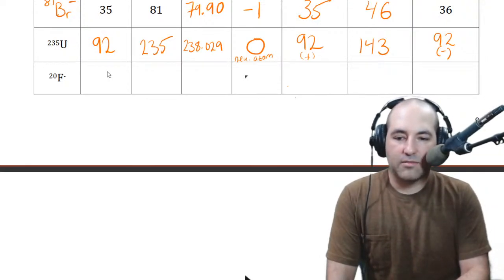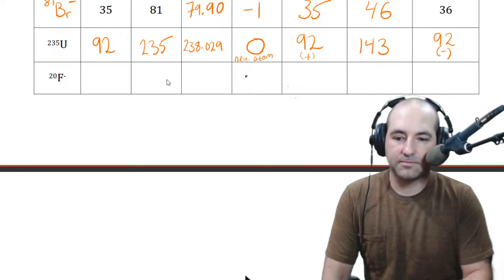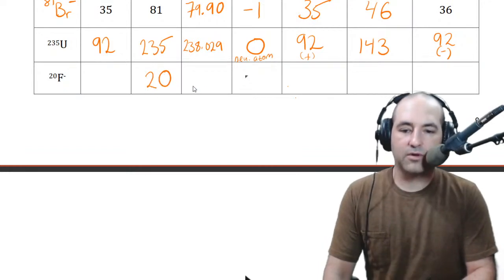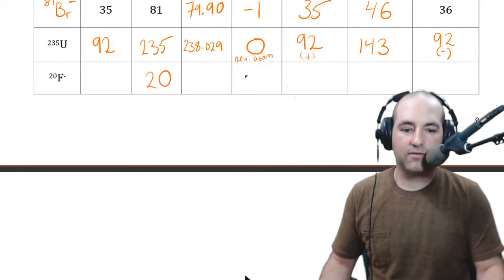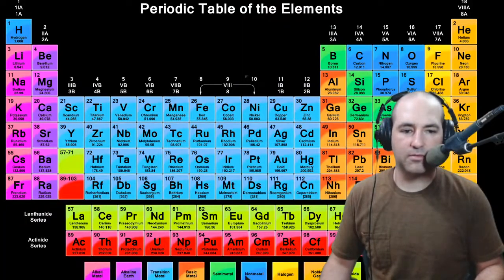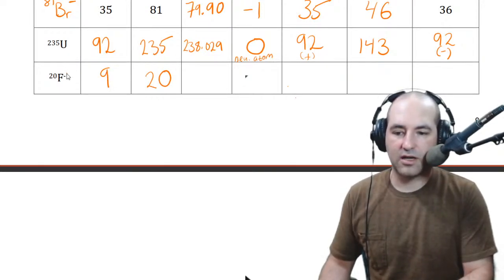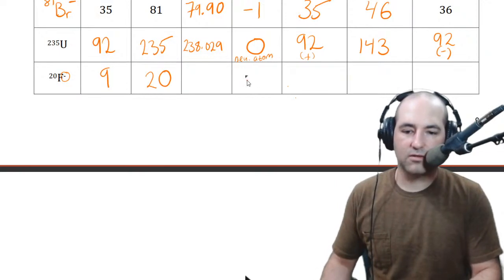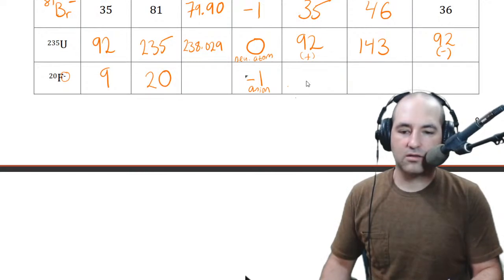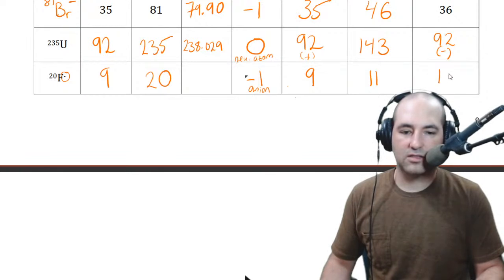All right, our last column then, we have fluorine 20. So our mass number here is 20. We can find the atomic number from the periodic table, which is 9. The charge here, it's kind of small, just the way the font works, but this one was -1, so that's an anion. And that means we have 9 protons, 11 neutrons, and 10 electrons. We need, remember, 1 more electron so that we get the -1 charge.